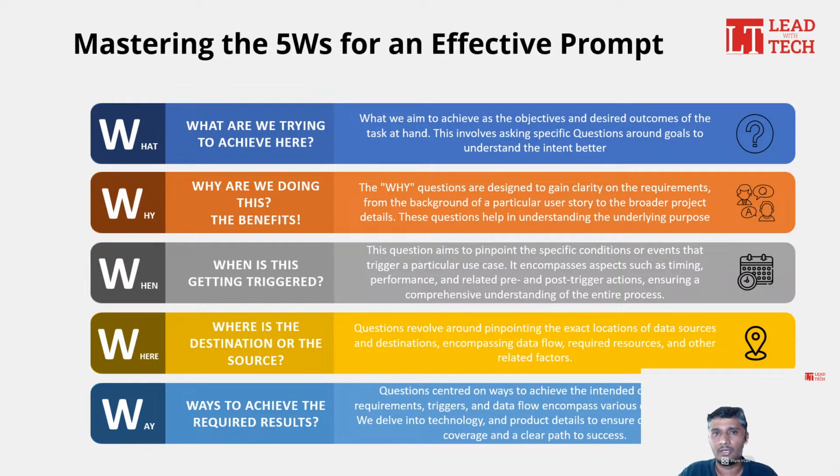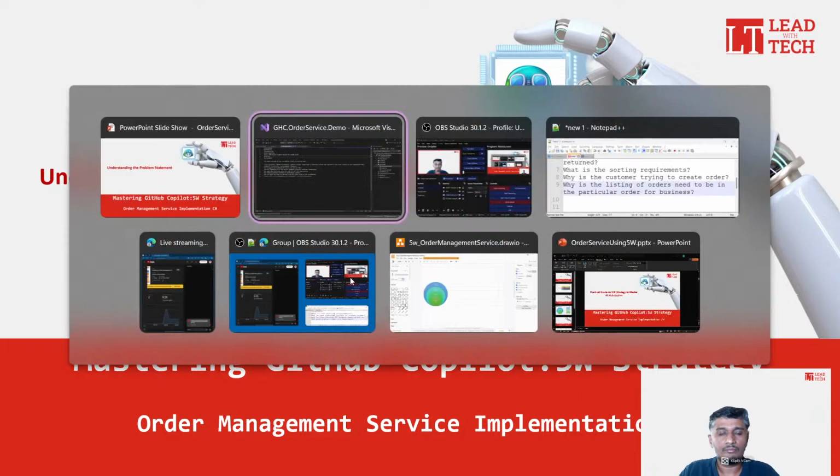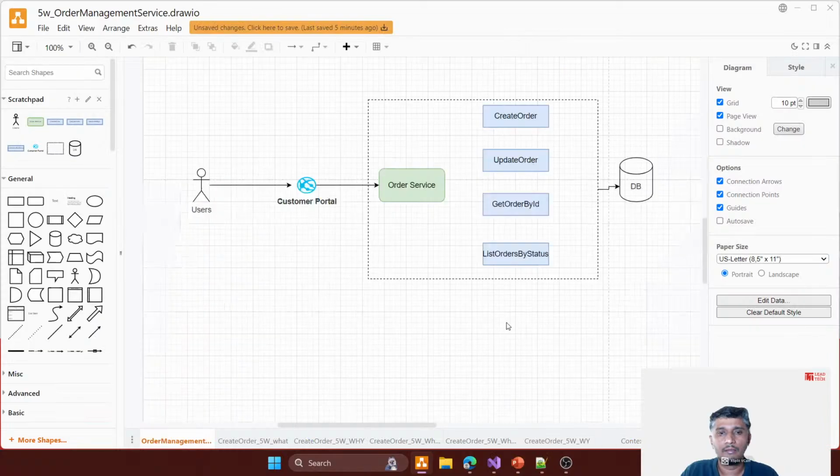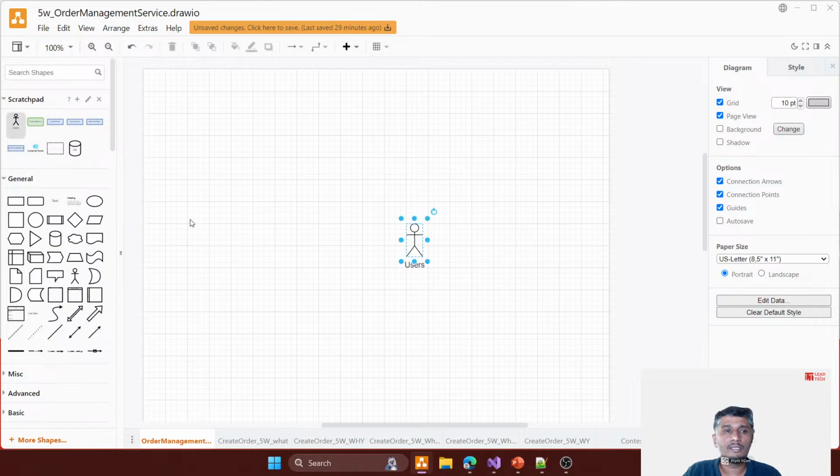So what we are going to do now is, we have a basic understanding of 5W. How do I apply this in implementing my order service? Before that, let's quickly understand the problem statement, what we are trying to achieve in using 5W. Imagine there's a user.